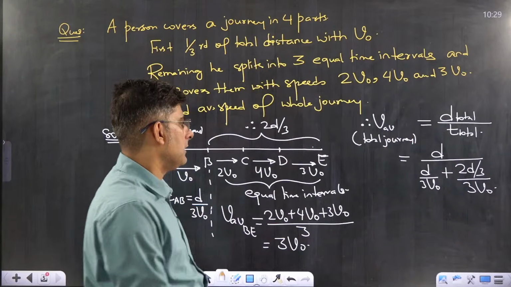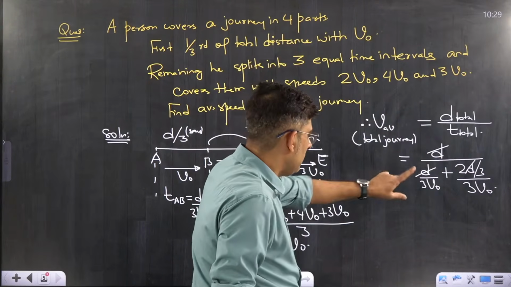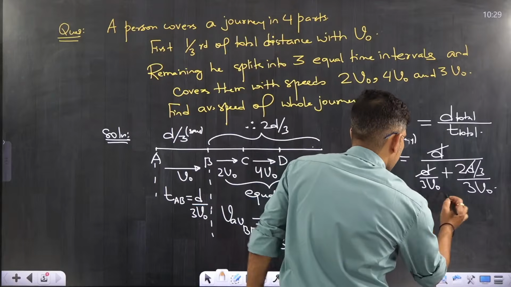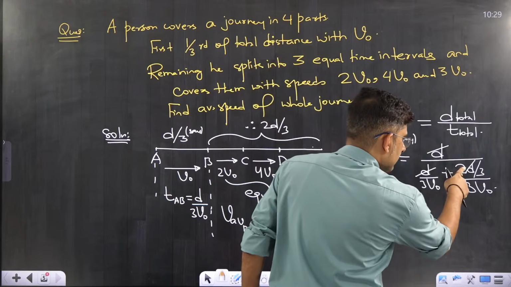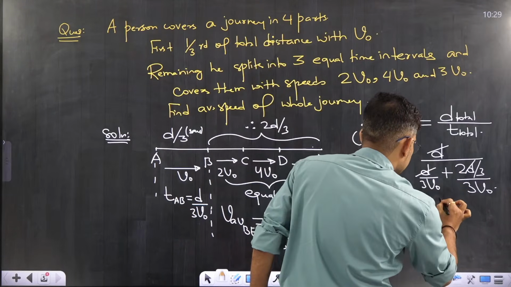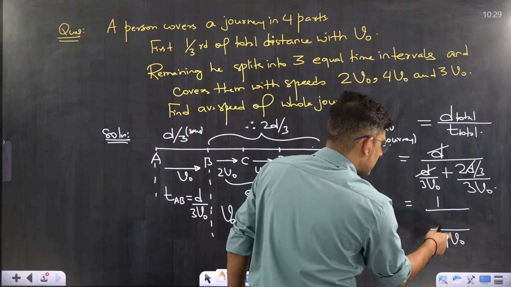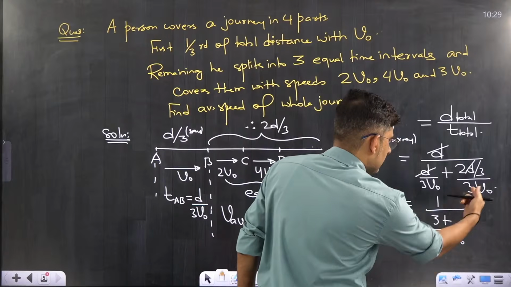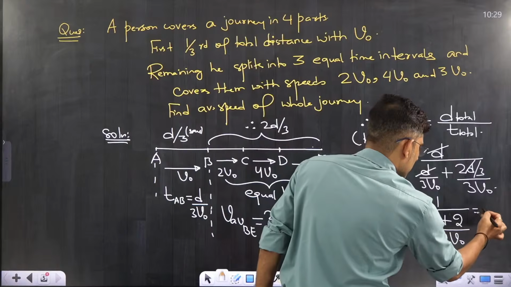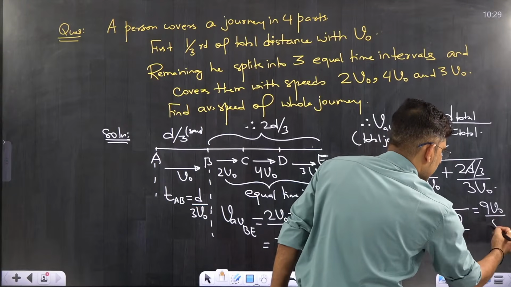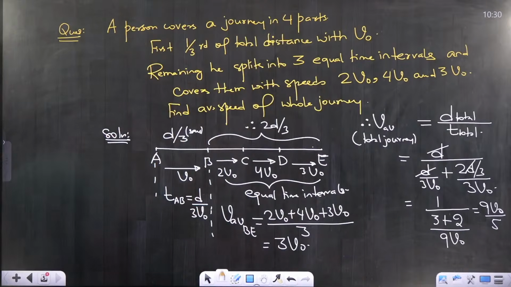So if you see from here, D cancels. If I check what is left here, we have 1 by 3 and here we have 2 by 9. So the LCM will become 9 V naught. 3 3s are 9 plus, sorry, this is already 9, so 2. So this goes up to 9 V naught by 5. I said earlier also very few correct answers were there, but now I hope you got this.